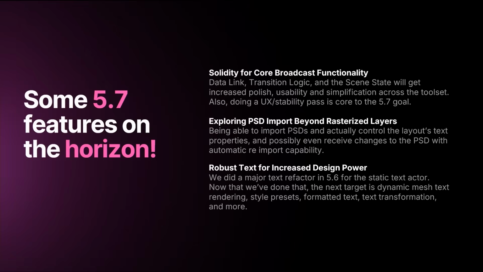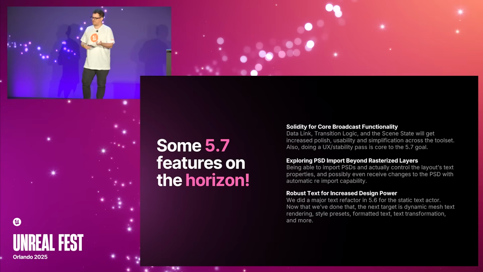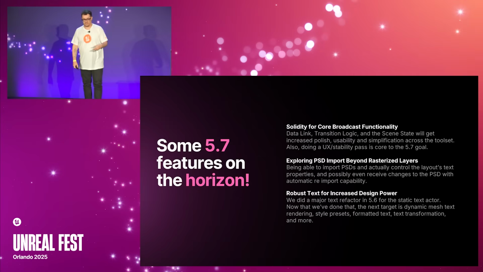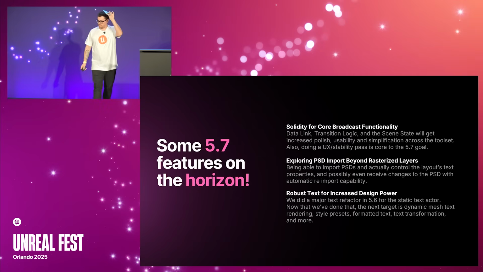5.7 is where we're going to be what's called production ready. So things need to be stable, things need to be clean, right? Data link, transition logic, and scene state are going to get increased polish, usability, and simplification across the board. So any spots where there are rough edges, where you feel like this has too many steps, this is confusing, please do let me know. I have a notepad, and I'm not afraid to use it.